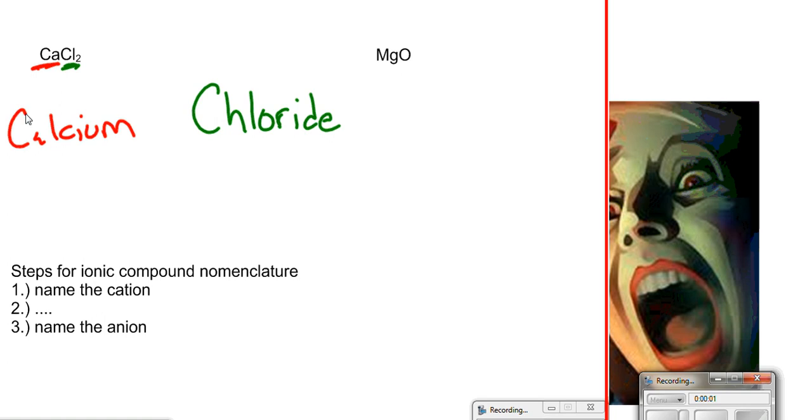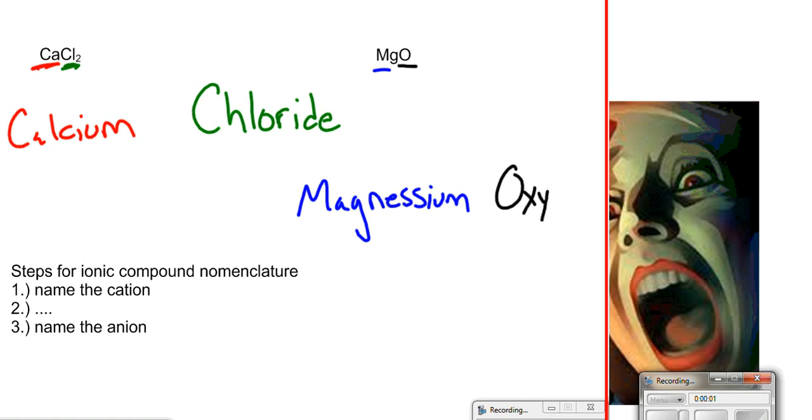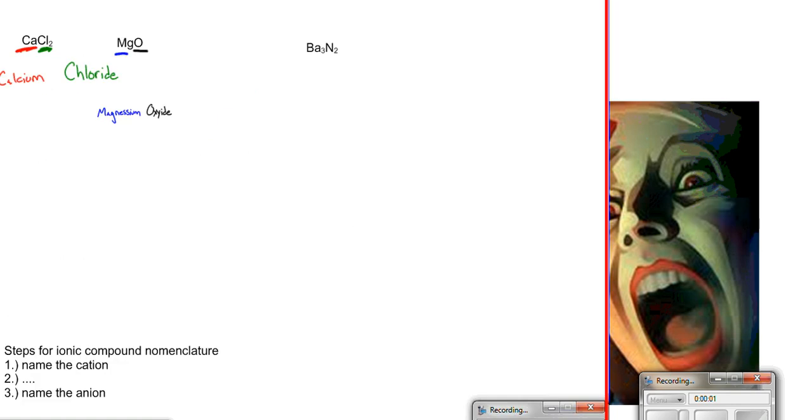Again, I look at the next one. I have a metal and I have a non-metal. So the metal here, the cation, is magnesium. The anion is oxygen. And since it is a negative ion, since it is an anion, it's no longer oxygen, it becomes oxide. So that's magnesium oxide. Ugh, the smartboards get dumber and dumber by the week.